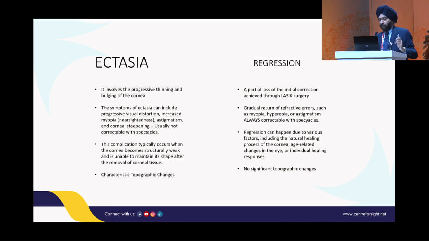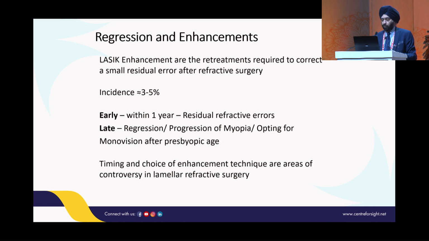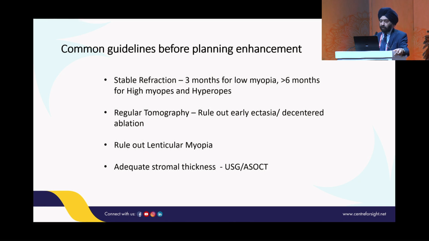One more thing that can happen is regression or ectasia. The 2 things have to be differentiated. In regression, you will have to see that there are no changes of irregularity in the topography, and the incidence of LASIK enhancement is about 5% in literature. For the lenticule, it is slightly lower, and depends on the optic zone, and on certain factors which are unknown. It depends on the thickness of the cornea, etc.